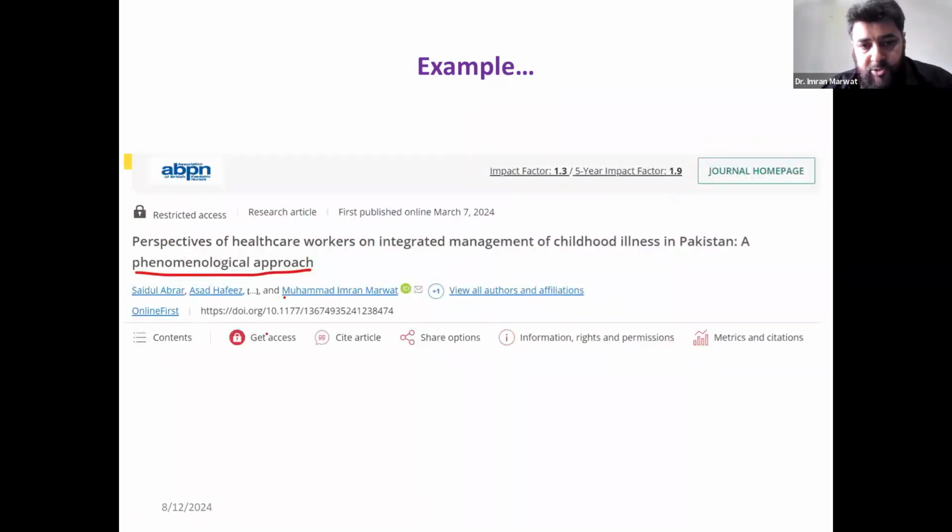This is another phenomenological study. Again, I was part of this study, and I was the corresponding author. Here you can see perspectives of healthcare workers. This was also published in 2024, in March 2024: perspectives of healthcare workers and integrated management of childhood illness in Pakistan, a phenomenological study.